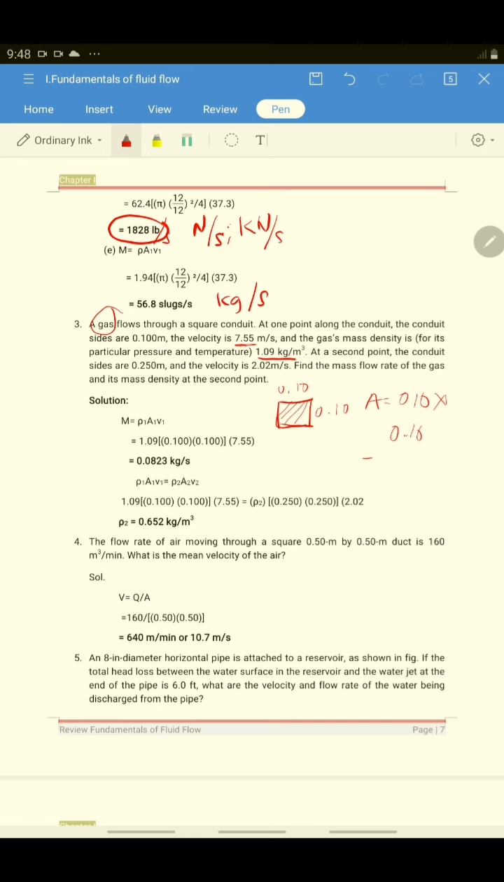So your square conduit, no? So here, 0.1 and at second point. So you have here, this will be your section 1 and this will be your section 2. So this is the cross section. And it is increasing.